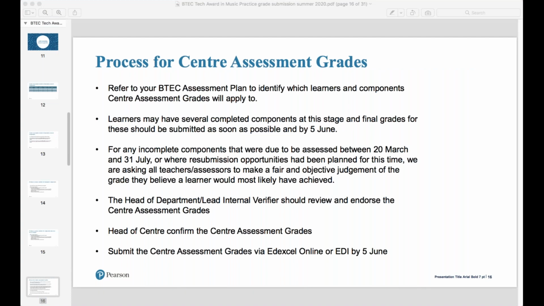So the process for providing centre assessment grades is you need to refer to your assessment plan to identify the learners and the components that are eligible to receive a centre assessment grade. You then need to enter any completed component grades on edX Online, and compile your centre assessment grades for the incomplete or not yet started components. This would then be passed to the head of department, who'll then review and endorse the centre assessment grades. We'll then pass this to the head of centre to verify. And then you need to submit the centre assessment grades by the 5th of June. You must not share the centre assessment grades with students, parents or carers, or any individuals outside of the centre before the results have been issued.